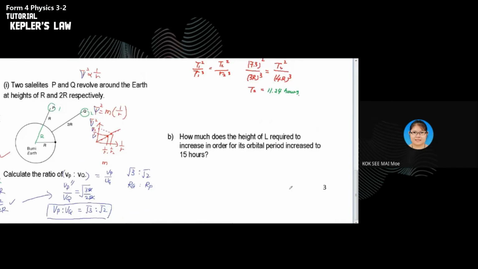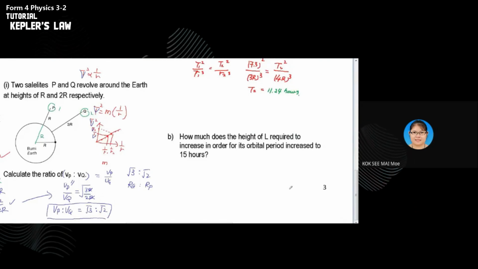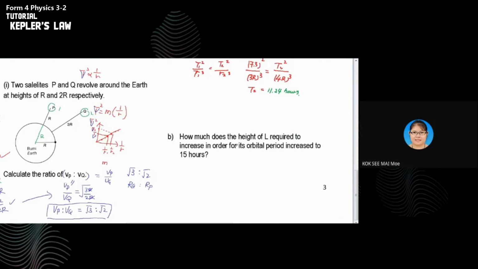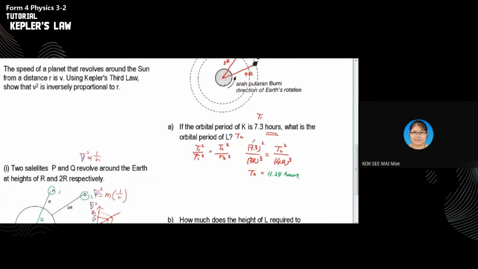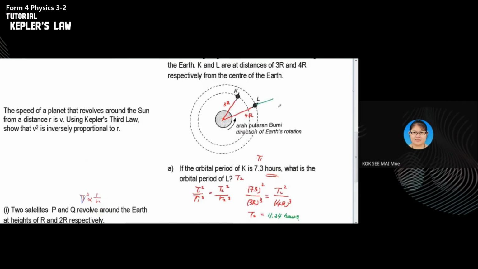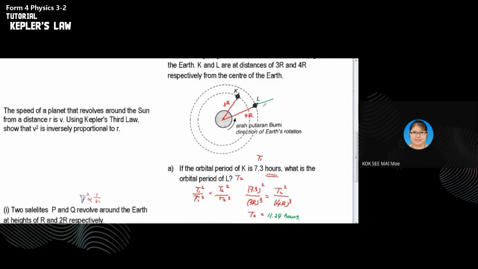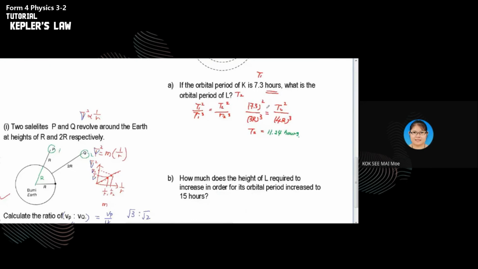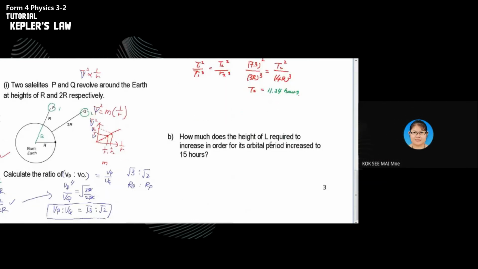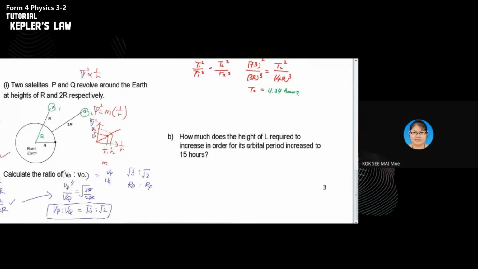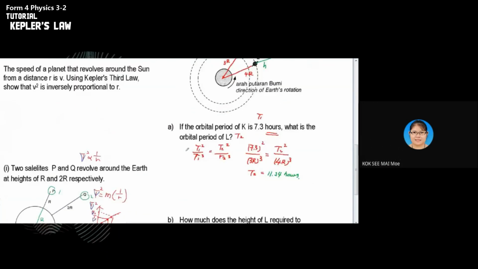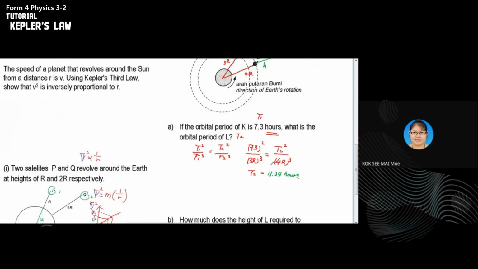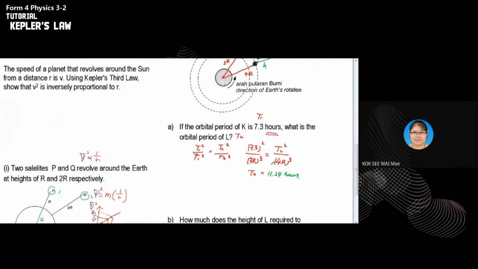Then we go to B. How much does the height of L require to increase? Now that means L here, they want to increase it some more by H. They want its orbital period to increase to 15 hours. So just now you found 11.24, and now they say they want 15 hours. They ask how much further we need to move it.